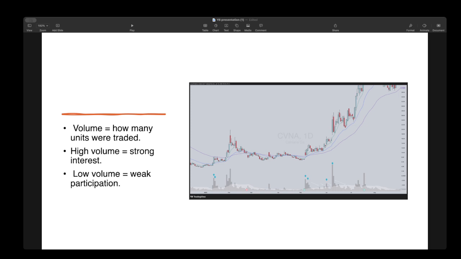Next up, we've got volume. Volume, very simply, is just how many units were traded or how many shares were traded. Whenever you have high volume, it means there's strong interest at that price level. Now, notice how I said interest and I did not say strength or weakness, right? Because it could be one or the other. If there's low volume, it means there's simply weak participation, and neither buyers nor sellers are interested at this price, right? Things are just kind of stalling.